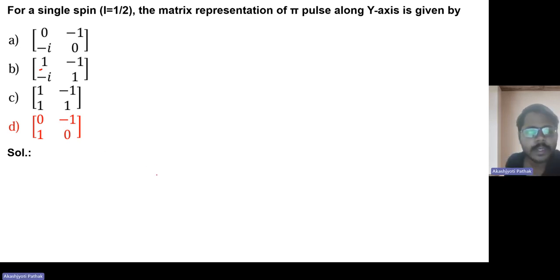Okay, then. So we'll try to solve this question. We need to have a basic understanding of the fundamentals of quantum mechanics to answer and solve this question. This has been discussed in your week 7 and week 8 classes. So we'll just quickly revisit the concepts and understand why the correct option is option D.